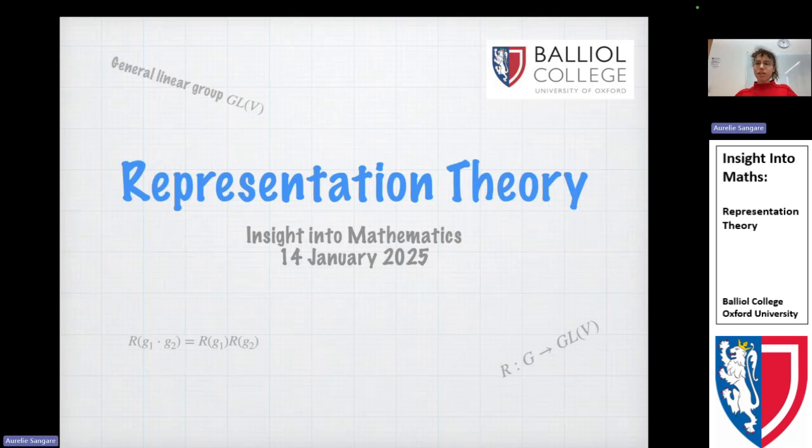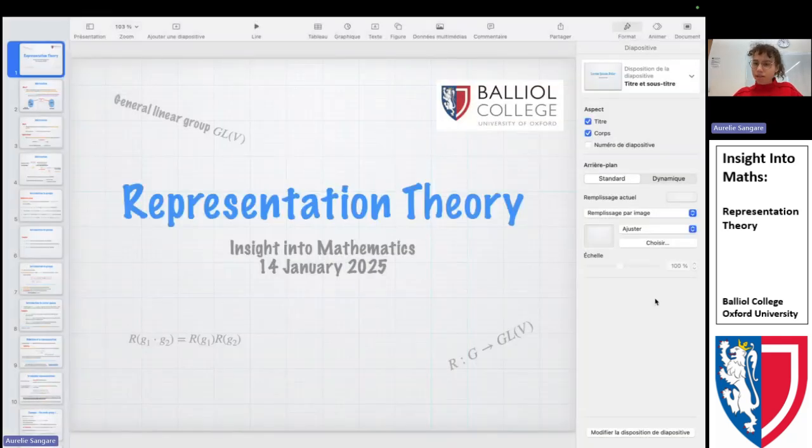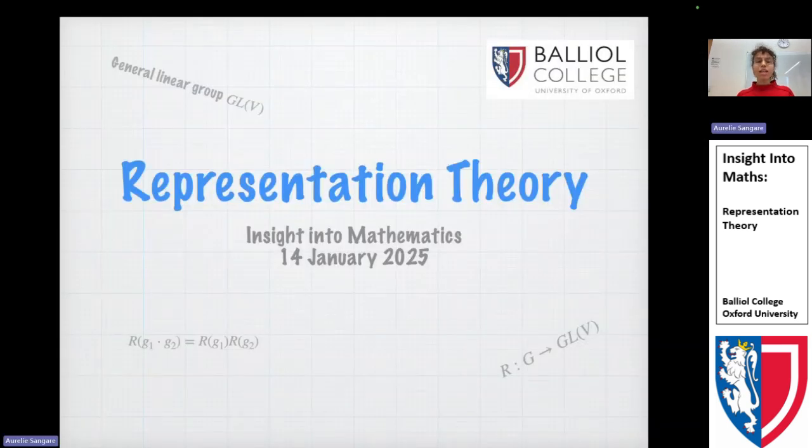So hopefully everyone can see my slides, and I'll perhaps make this a bit smaller. And I also thought that before starting the session, I would like to say that representation theory is quite an advanced topic that you could be expected to be taught in third or even fourth year of undergrad. So in my case, I first saw representation theory last year during my master's.